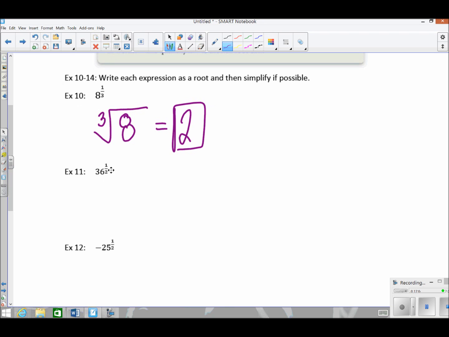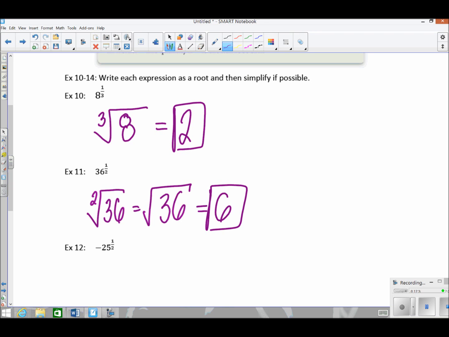So 36 raised to the 1/2. Well, really, this is a 2 out in front. The root is 2. However, for shorthand, we don't ever use the 2 out in front of the square root. We always just use no number out in front, since the square root is the most common one. So you don't have to write the 2 out in front. If you wrote the 2 out in front, it's not wrong, but we avoid it just to be shorter. So then you take the square root of 36, and we get 6.